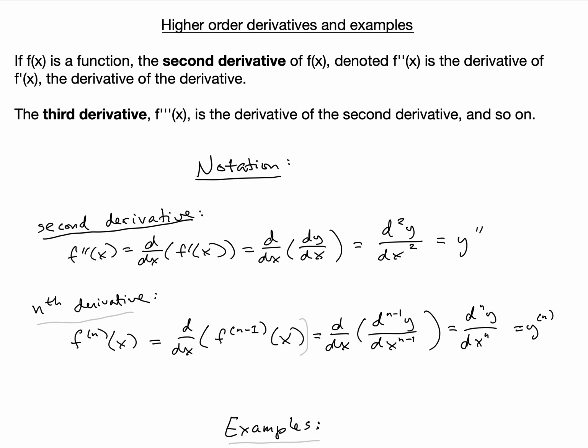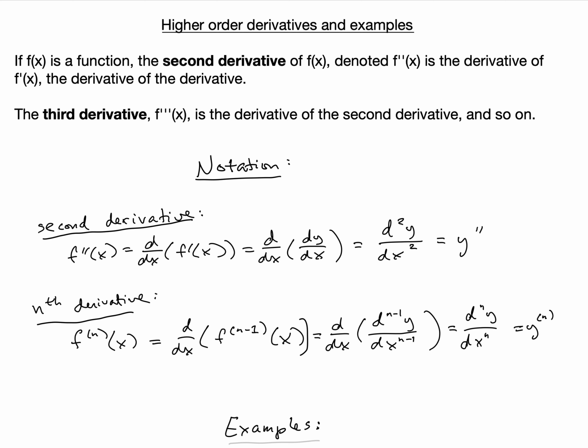Similarly, we could write the third derivative in all those different ways. Once we get up to the fourth, the fifth derivative, we stop using the prime notation and start using n in parentheses. So the nth derivative of f of x is denoted in each of those ways, f n in parentheses of x, the derivative with respect to x of f to the n minus 1 of x, and so on. So those are all different ways that we could write the nth derivative of x.